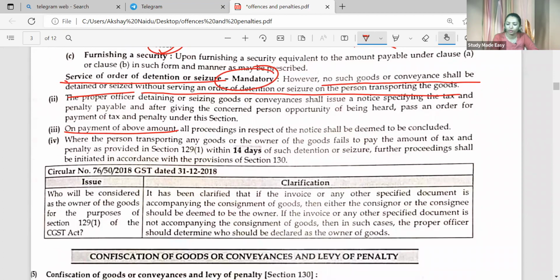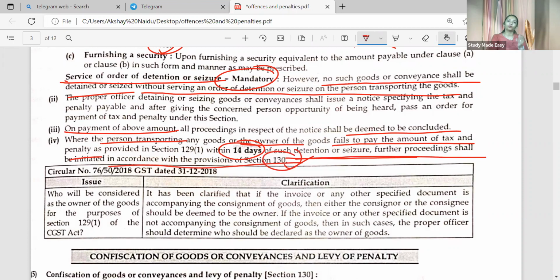On payment of above amount, all the proceedings are deemed to be concluded. Where the person transporting any goods or the owner of the goods fails to pay the tax or penalty within 14 days from such seizure, further proceedings will be initiated under section 130.